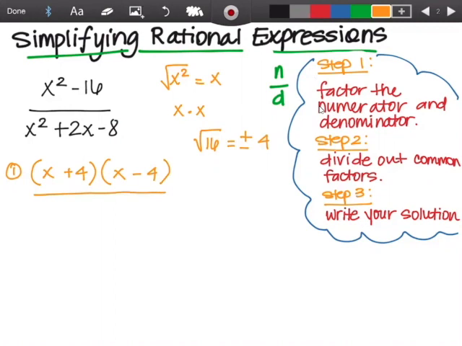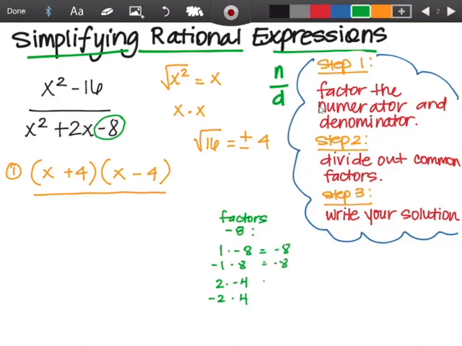So now we are going to look at factoring the denominator. So you have to be very certain that C, right? This is C. We have to find the factors of C. So factors of C that we multiply together and get C. So factors of negative 8. So we would have 1 times negative 8, negative 1 times positive 8, 2 times negative 4, or negative 2 times positive 4. All right, so they all give us negative 8 when we multiply them together.